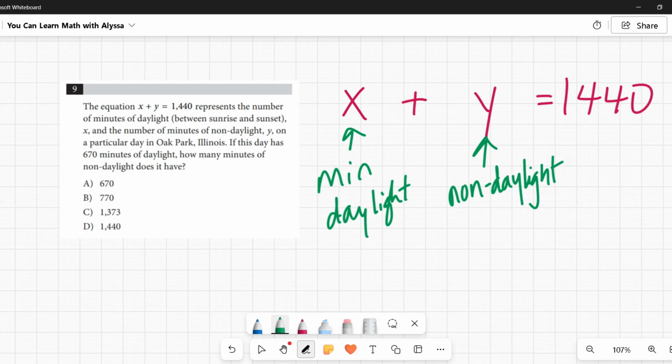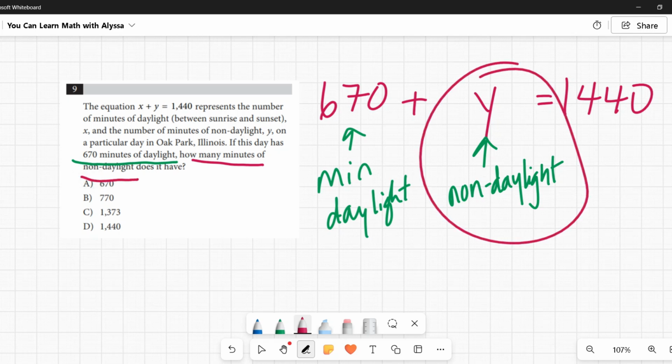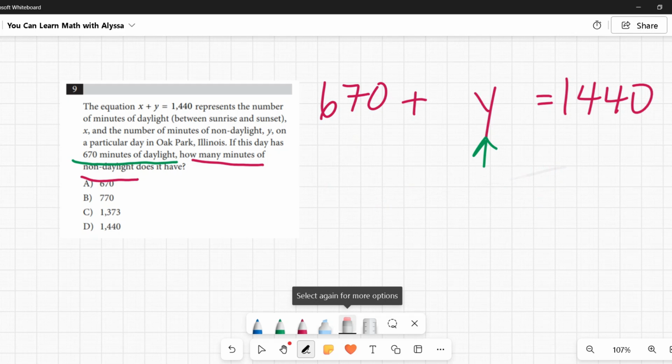On a particular day in Oak Park, Illinois, if this day has 670 minutes of daylight, how many minutes of non-daylight does it have? All right, so 670 minutes of daylight. We're told x is minutes of daylight, so I need to replace x with 670. And then my question is, how many minutes of non-daylight does it have? My y is non-daylight, so they're saying solve for y. Let me erase all this so I can really just look at this problem. 670 plus y equals 1440, and I need to solve for y.